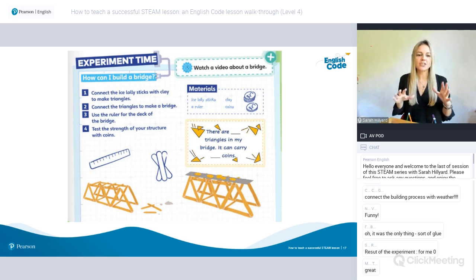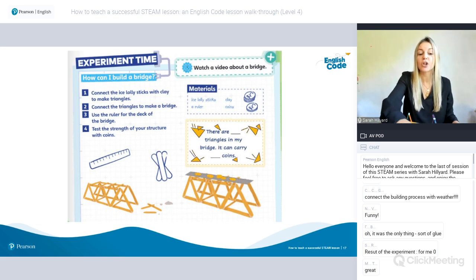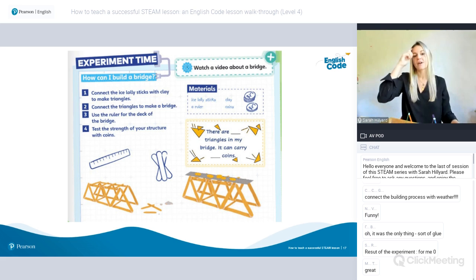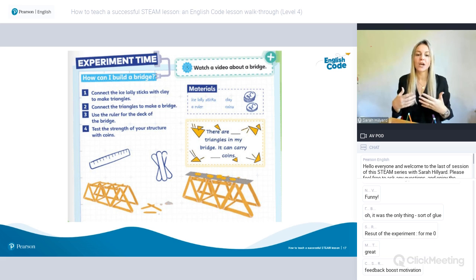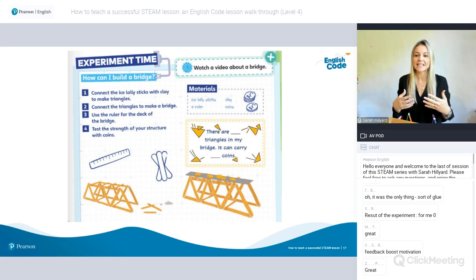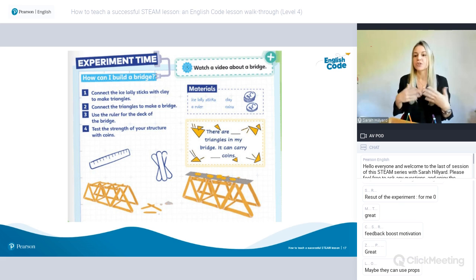That helps your learners feel confident doing this sort of activity. They will start feeling much more like engineers or scientists if you're giving them this type of feedback than if you just say excellent or great. So you could try this experiment again as a different way of extending this activity. You could make bridges out of different shapes, like squares or rectangles, and then test their strength as well.